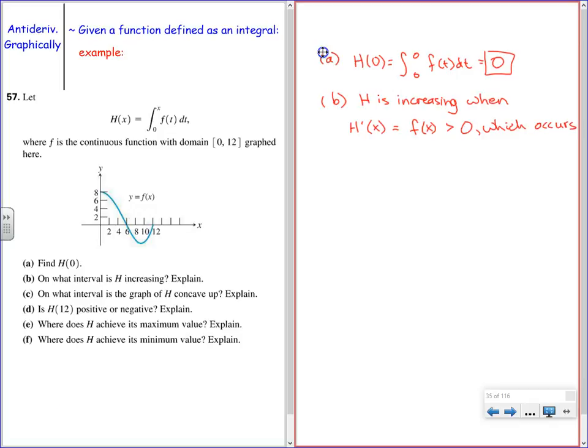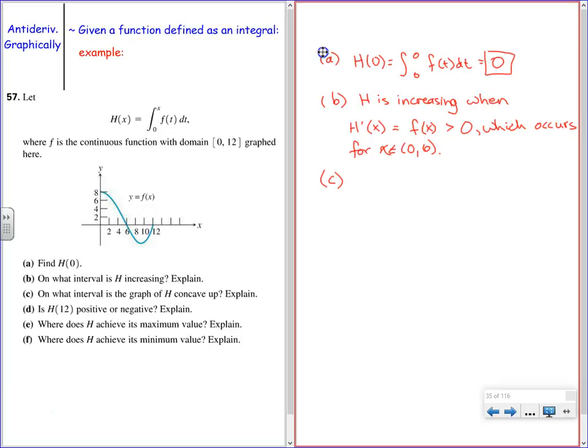Okay, so far all I'm doing is stating a theorem. I'm just saying, h is increasing when h prime, who is h prime? f of x is positive, which occurs, okay, so when is f positive? 0 to 6. I didn't already give all my justification? My explanation? My answer's done.